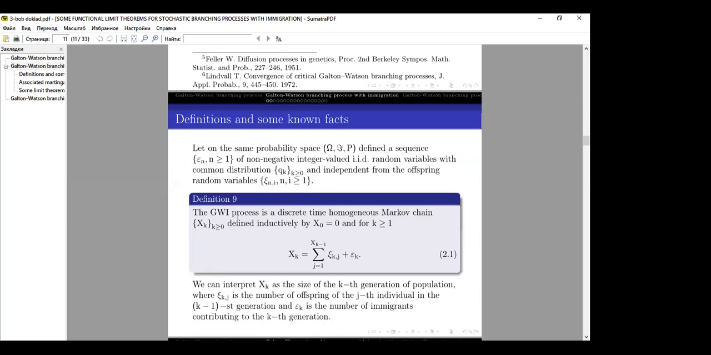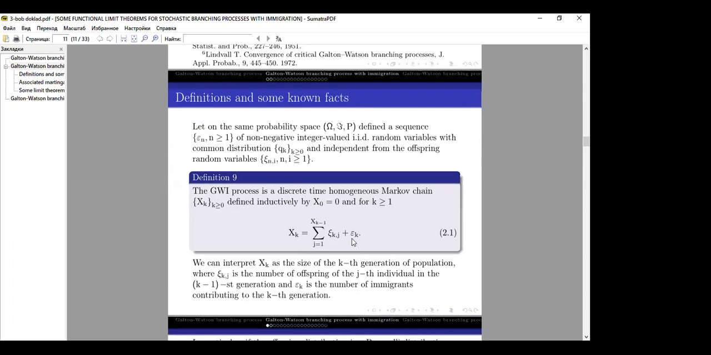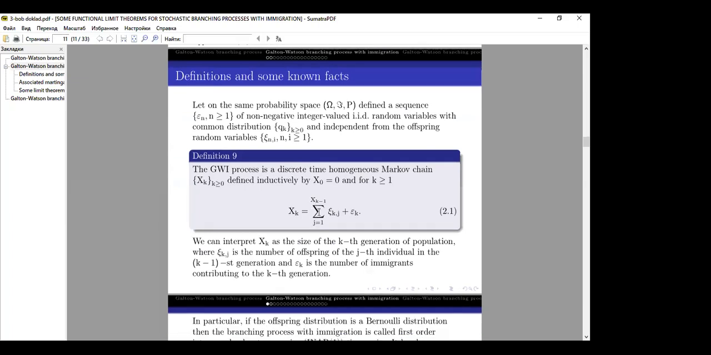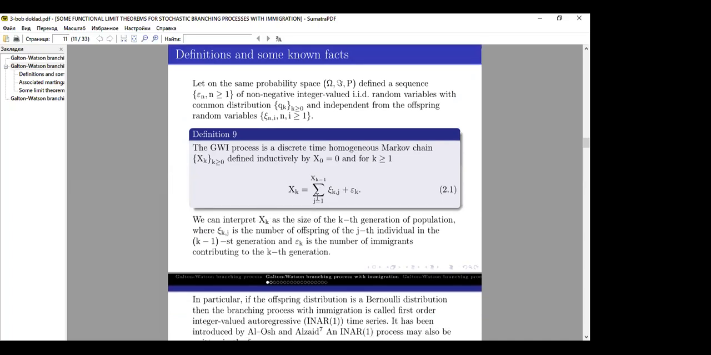We consider this definition. A Galton-Watson process with immigration is a discrete time homogeneous Markov chain defined recursively by this equation. If we put ε_k equal to zero for all k, we get the Galton-Watson process. So this process is a generalization of the Galton-Watson process. There is an interpretation of this process.